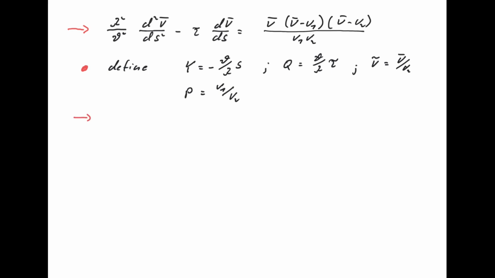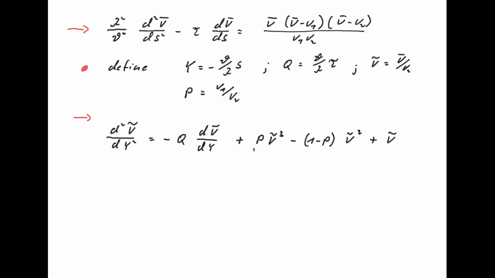Now, using these abbreviations, we obtain a second order differential equation which reads: the second derivative of V tilde with respect to y squared is equal to minus q times dV tilde by dy plus p times V tilde to the power 3 minus 1 minus p times V tilde to the power 2 plus V tilde. Now we see again that the last part is a third order equation in V tilde.